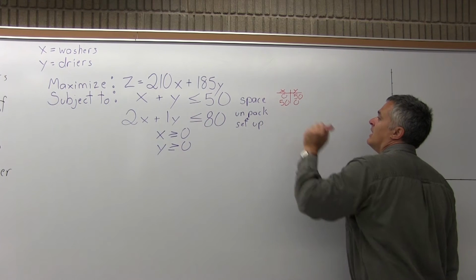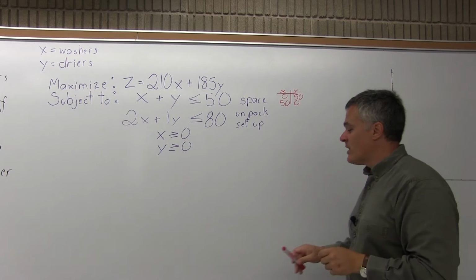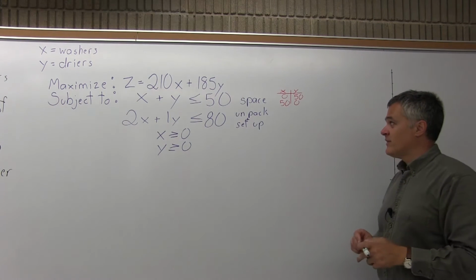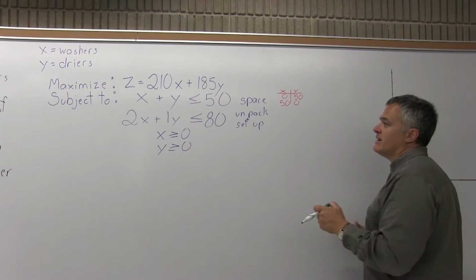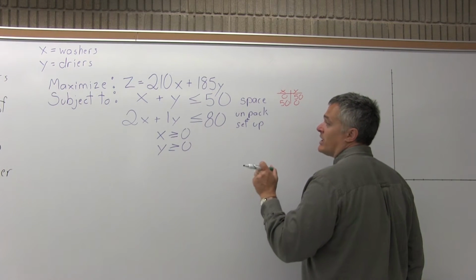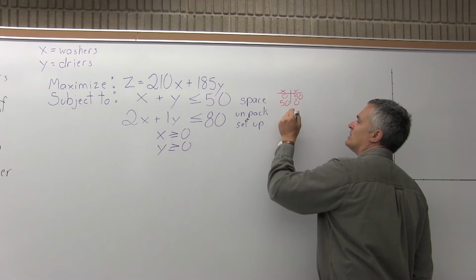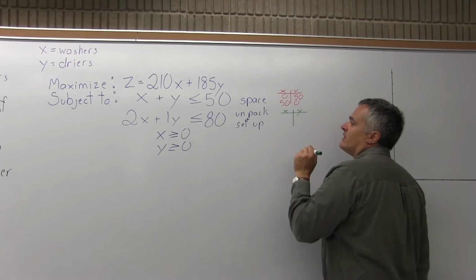Now, I'm going to graph the first one I do in red. The second one I graph, for the available time for unpacking and setting up, I'll do in a different color. I'm going to go with green. So same process. I have 2x plus 1y is less than or equal to 80. Start off by pretending it's 2x plus 1y equals 80. And I'm going to make a little xy chart and fill that in.